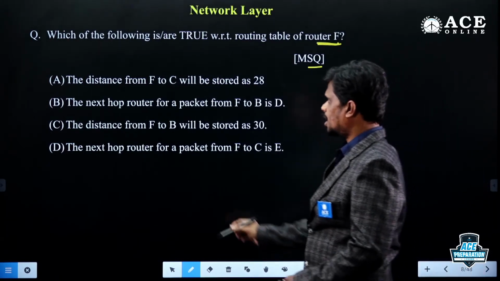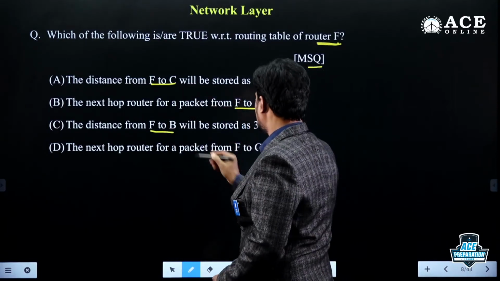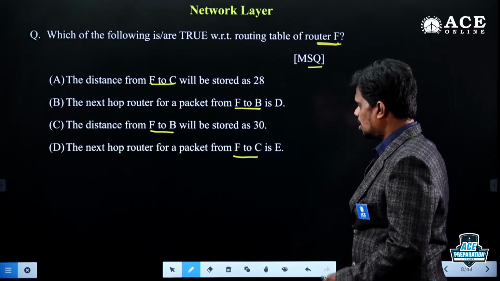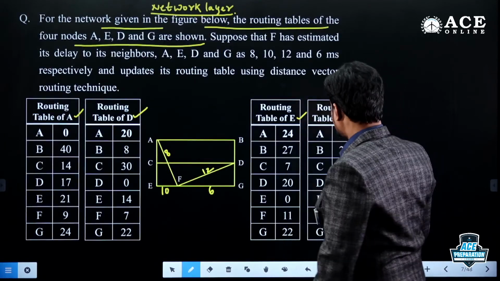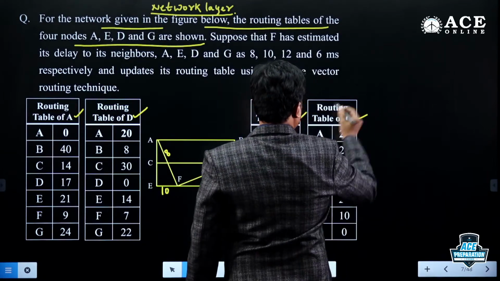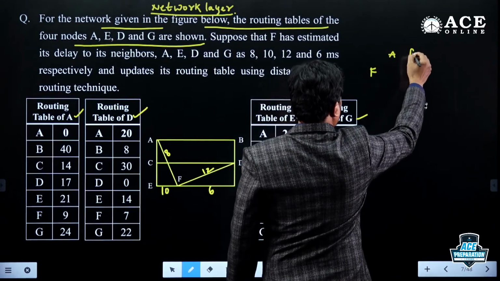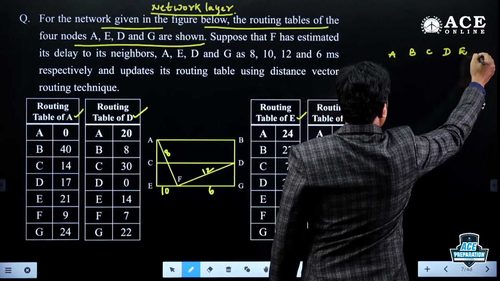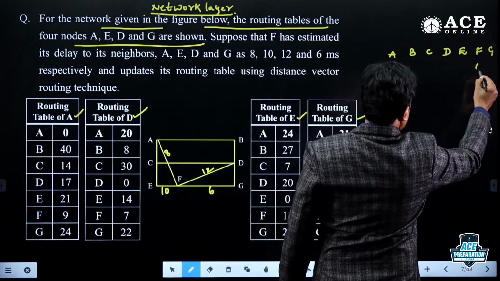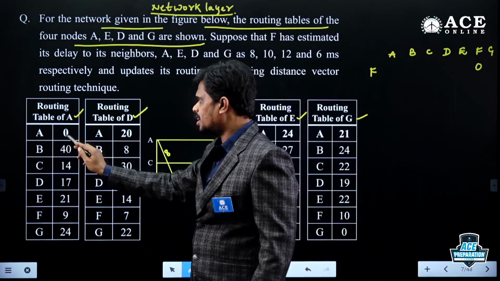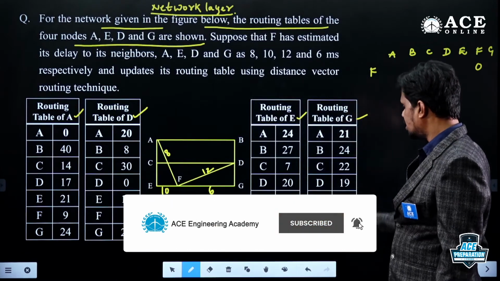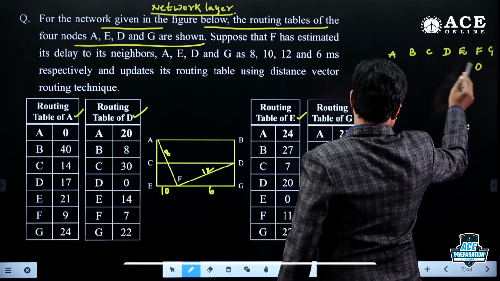It is asking about F to C and F to B. So we have to consider the routing table of F first. Let's look into this. First, let me draw the routing table for F. How many routers do I have here? 6 entries should be there: F, A, B, C, D, E and G. F to F it is 0, because if you verify, A to A is 0, D to D is 0, E to E is 0, G to G is 0. Similarly, F to F it is 0.